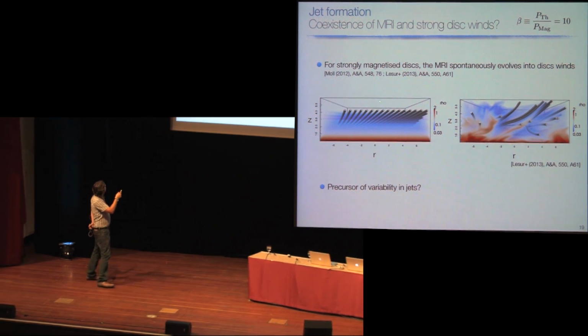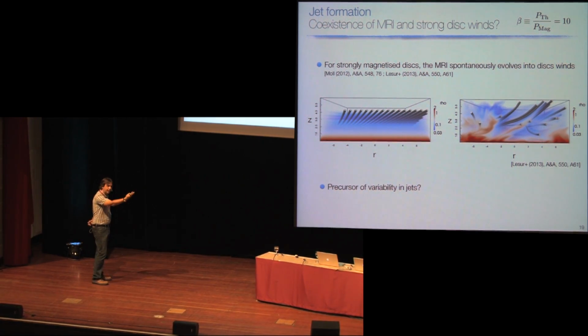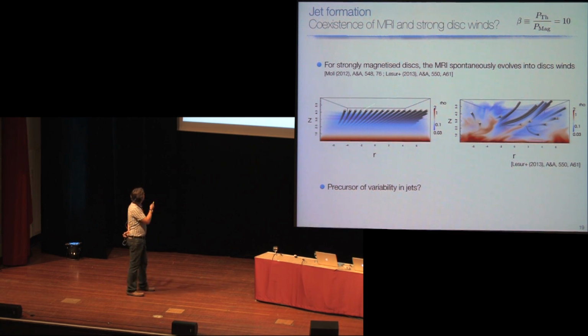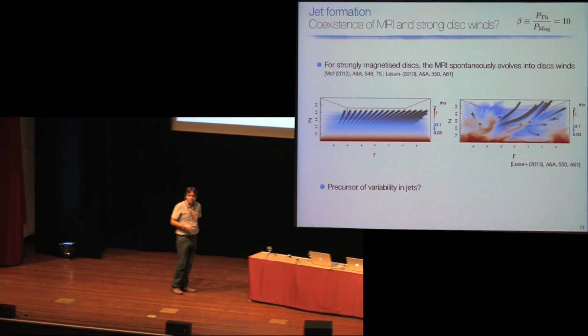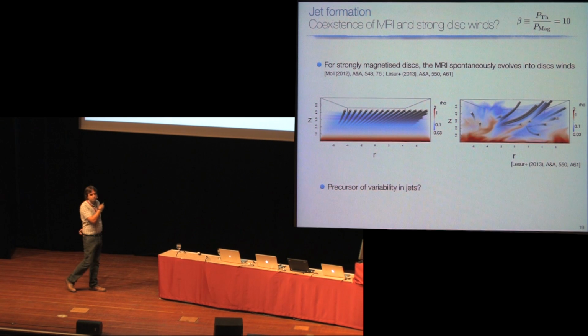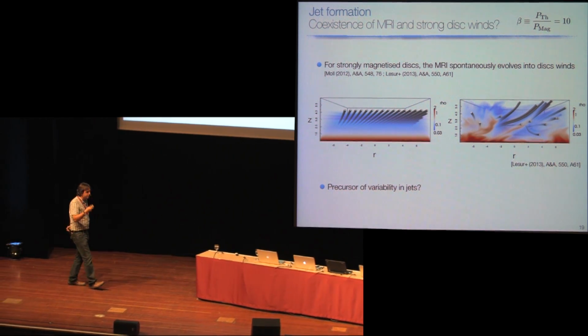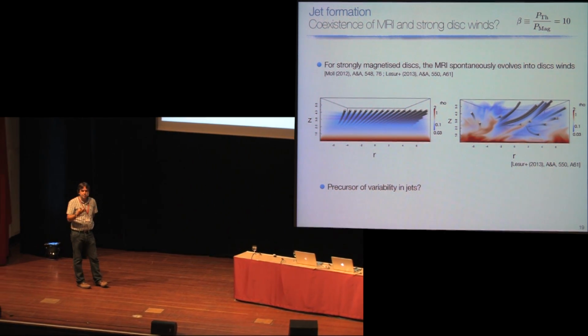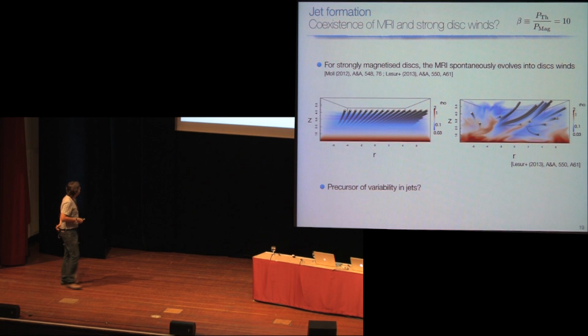And you see that you have a configuration where you get inclined field lines, just like what you have in the Blandford and Payne kind of picture, except that after some time, this thing becomes unstable, and you still have ejection, but the thing is quite unsteady. So this is a kind of turbulent Blandford and Payne picture, in which you have a disk wind, but this disk wind is variable. So this could be a precursor of variability in jets.